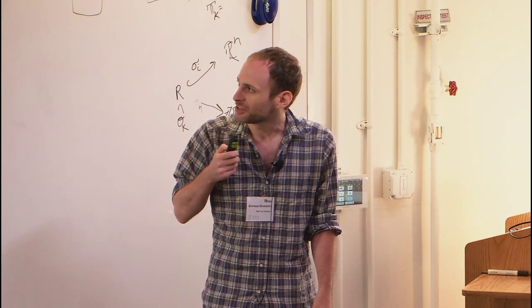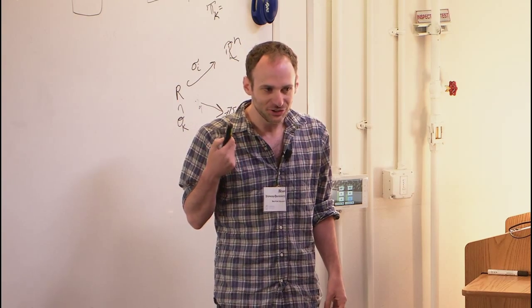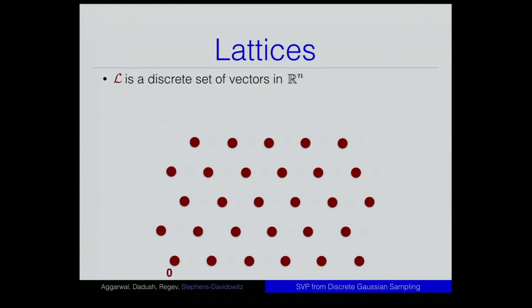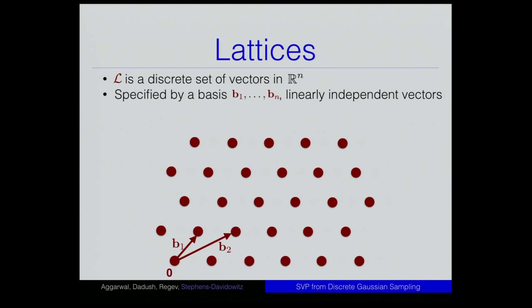So with that, let's define a lattice. I think you all know this. It's a discrete set of vectors in R^n. Here's one in 2 dimensions. Looks like that. And it's specified by a basis. So here's a basis for this lattice. It's a set of linearly independent vectors. And the lattice itself is the set of integer linear combinations of the basis vectors. I think we've all seen this before.